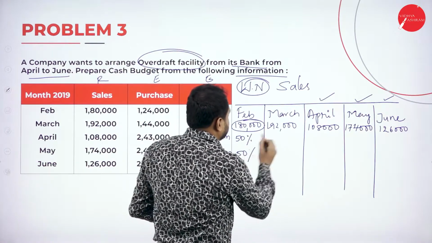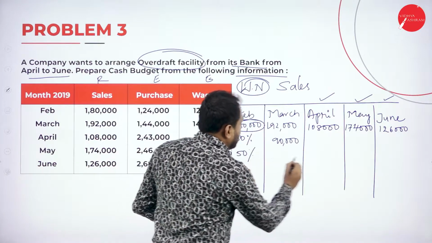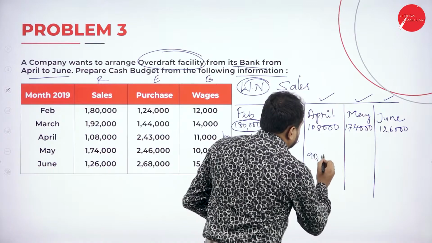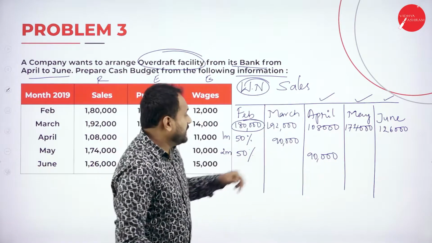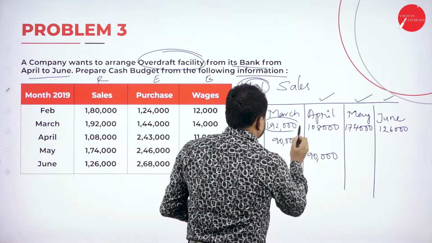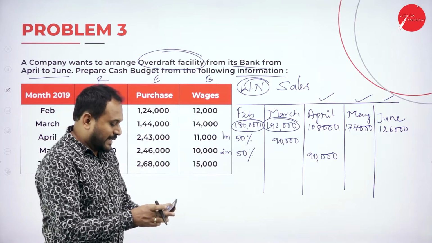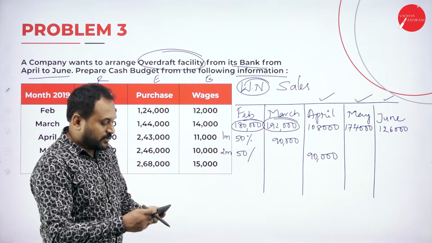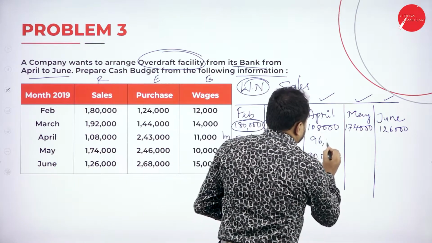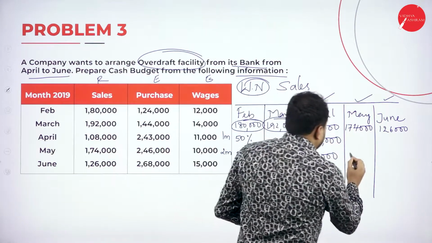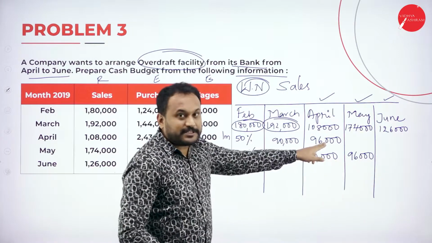That means here in the first month I'll get 90,000. In the second month I'll get here 90,000. So what has happened? 1,80,000 I have recovered. Next I should do the same thing for this. 1,92,000 is that. You divide it by 2. 192 divided by 2, so it is 96. Here in April I'll get 96,000. In May I'll get 96,000. So this is the first month.